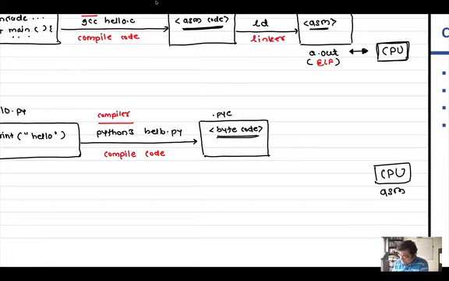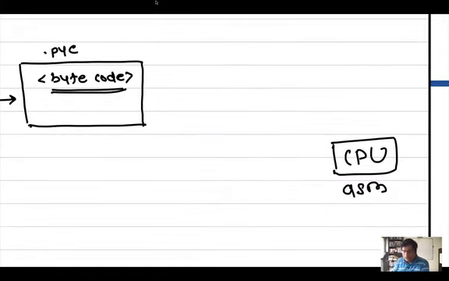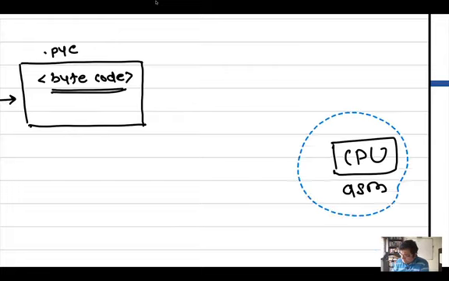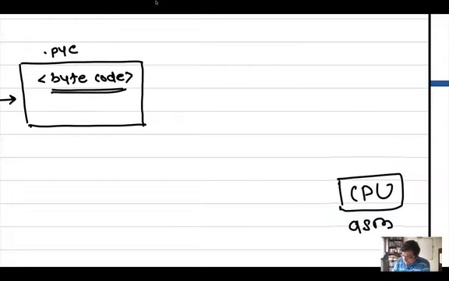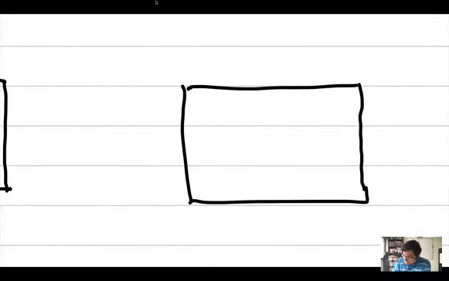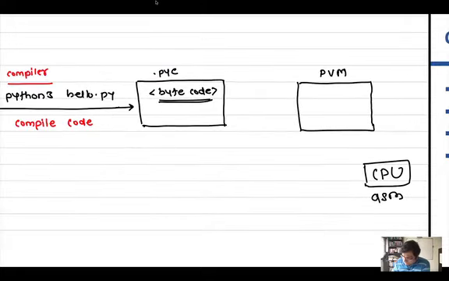But I cannot directly pass this code to the CPU, and that is the reason we have to take one more step in between. So to execute this code, we are not going to pass it directly to the CPU. We will say, hey, I think we need someone to convert this bytecode into assembly code. And that someone is nothing but another entity. Let me add it here. We generally call that entity the PVM. So this is called the Python virtual machine. So this is the PVM, and this PVM will be used to execute your code.